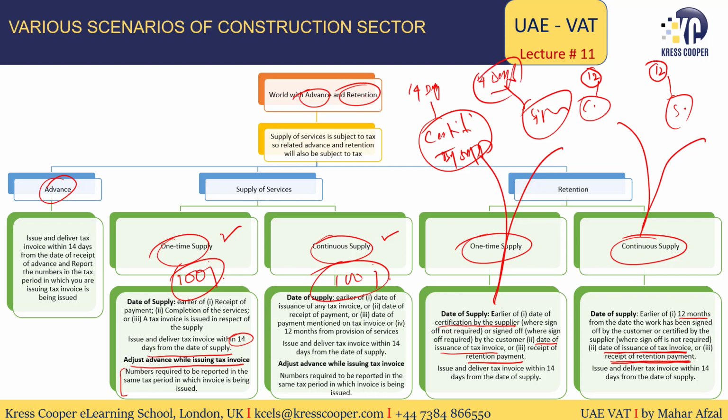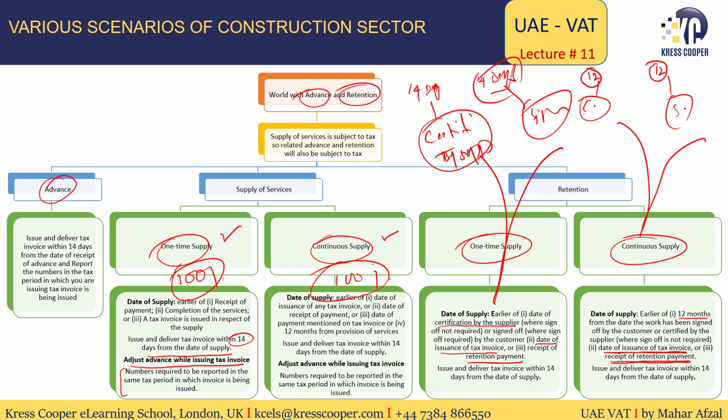Rest, receipt of payment or issuance of tax invoice, is the same in all cases. But for continuous supply, we have a maximum period of 12 months to issue the tax invoice, and for one-time supply, we have a maximum period of 14 days to issue the tax invoice.